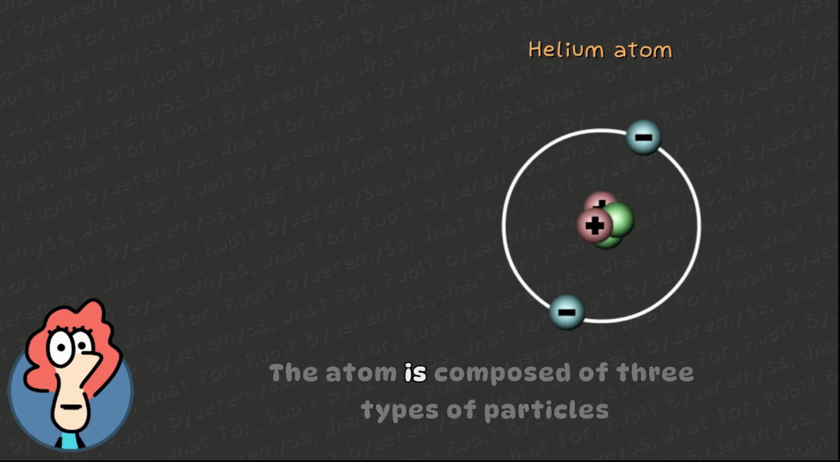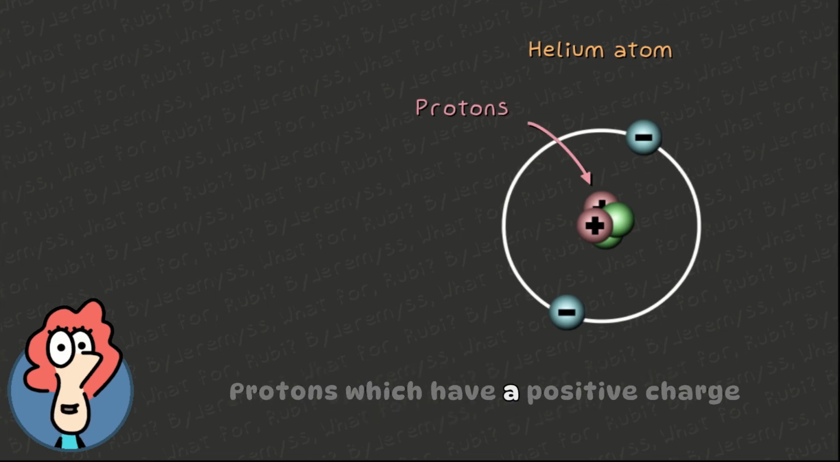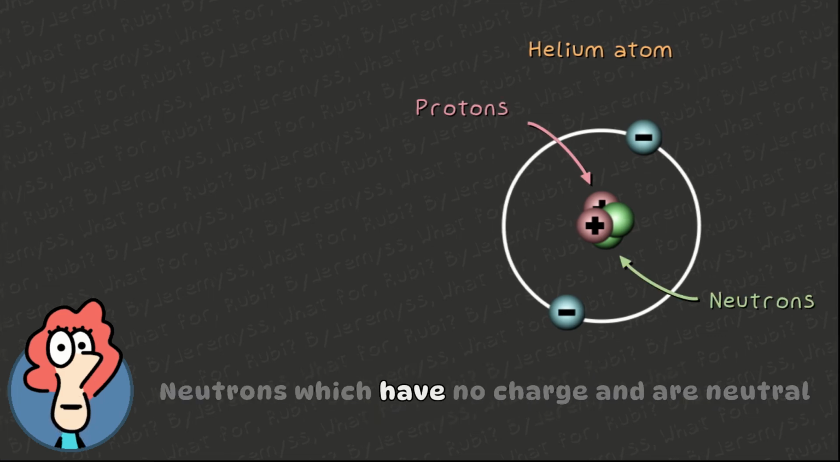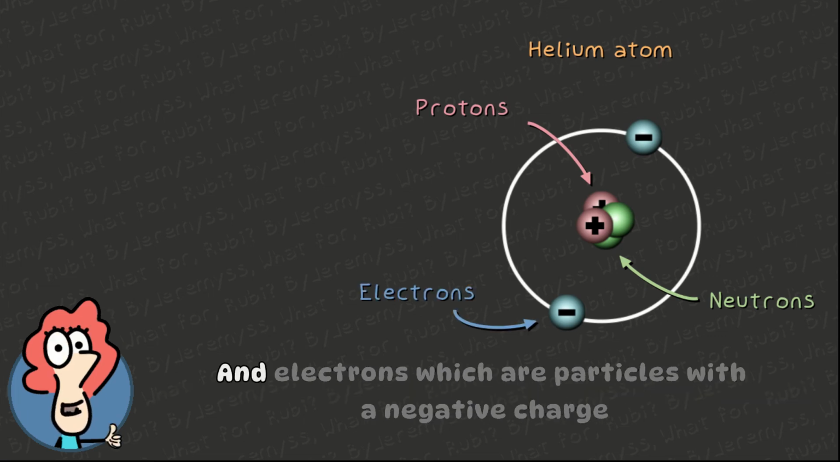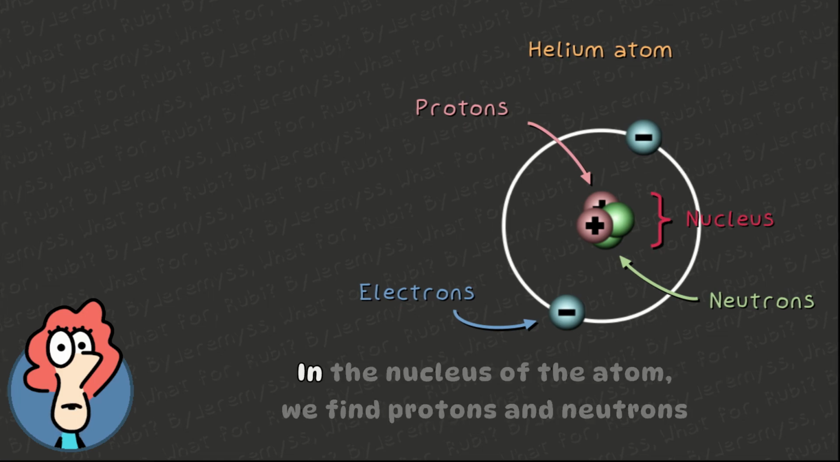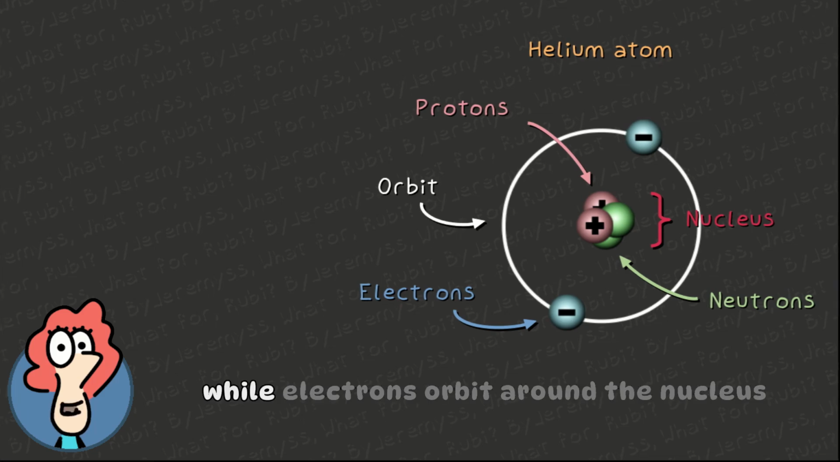The atom is composed of three types of particles: protons, which have a positive charge, neutrons, which have no charge and are neutral, and electrons, which are particles with a negative charge. In the nucleus of the atom, we find protons and neutrons, while electrons orbit around the nucleus.